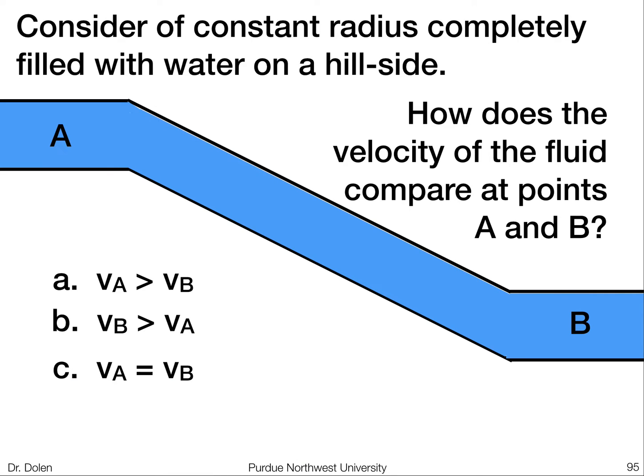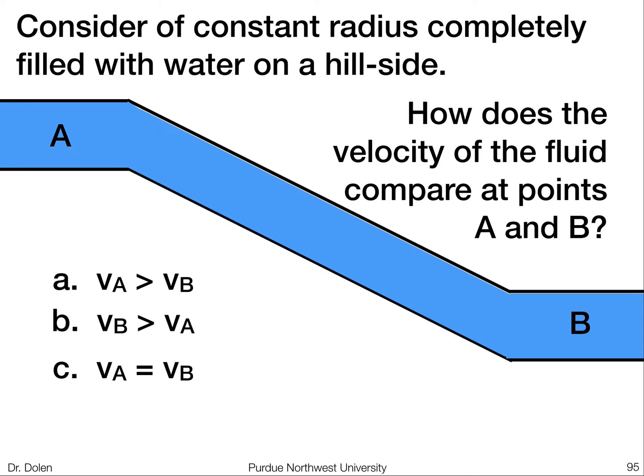So here's one more clicker question for you, and again, this is just conceptual, so think about it on your own. Now we have a constant radius pipe that's flowing down a hill. So how does the velocity of the water at point A compare to at point B? Is the velocity of the fluid greater at point A than point B? Is the velocity of the fluid greater at point B than point A? Or is it the same in both locations?